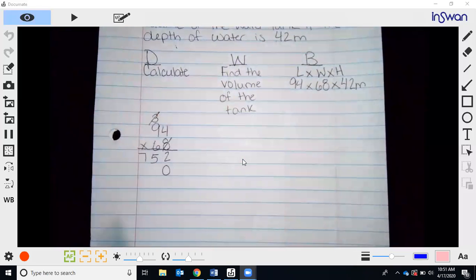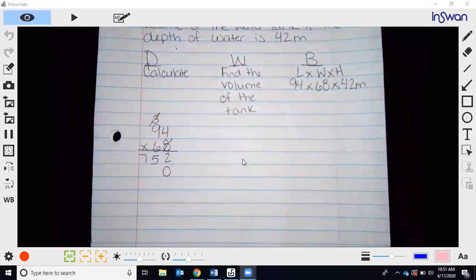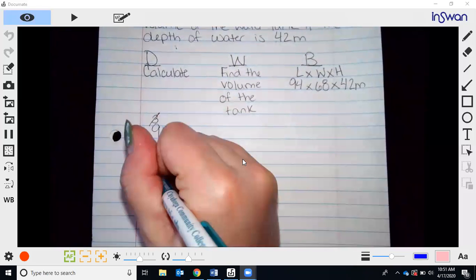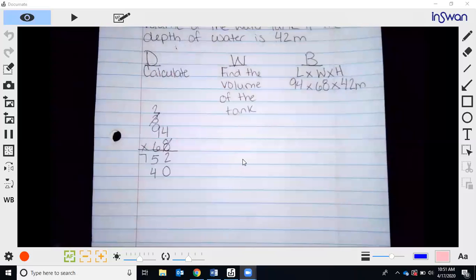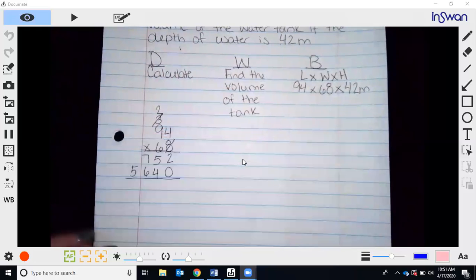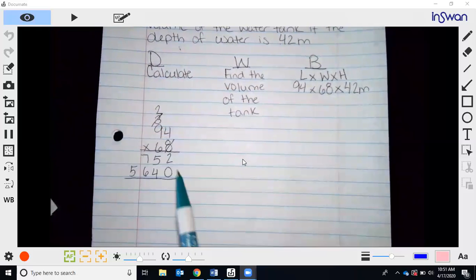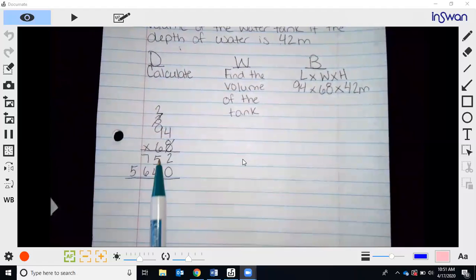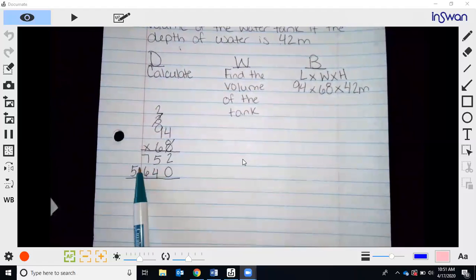6 times 4 is 24. Carry your 2 above the 9. 6 times 9 is 54. Plus 2 is 56. Remember, it's very important, especially for my sloppy writing friends, that you make sure everything is in nice columns. Otherwise, you might make a very simple mistake when adding at the very end.